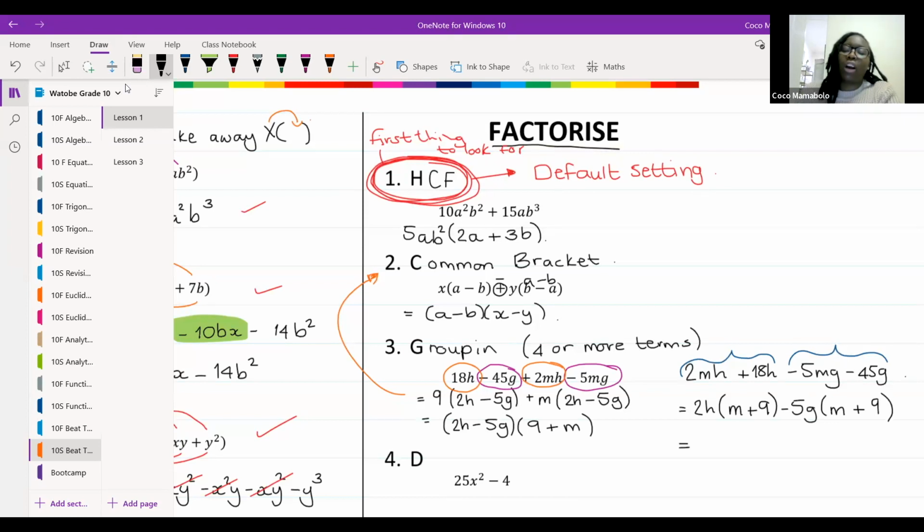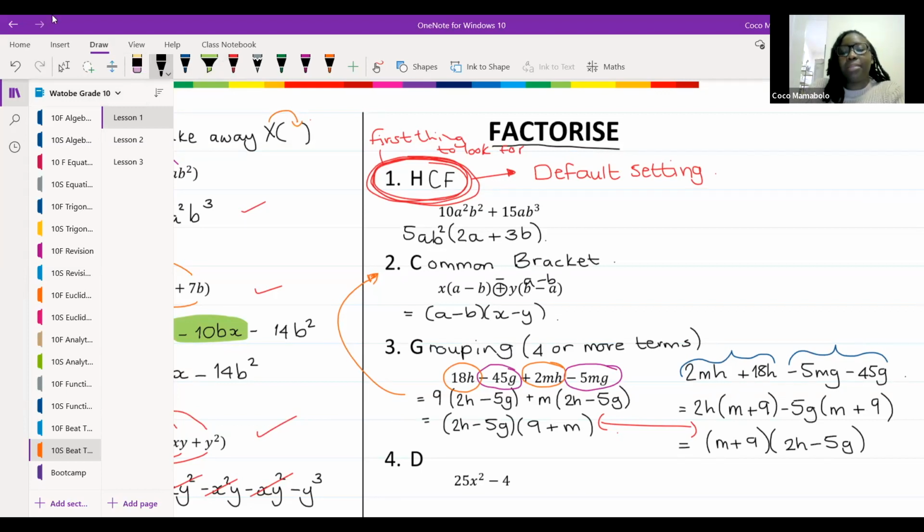Right, so now what is my common bracket, guys? My common bracket is going to be M plus 9. And what I have left is 2H minus 5G. Do you see how we have the same answer? It's just that mine is switched around. Mine has 2H minus 5G first, and then 9 plus M, and yours has the M plus 9 and 2H minus 5G. So it doesn't matter which one we do first, as long as the two things we're taking out have something in common. The brackets end up looking the same, so we can do either of those.